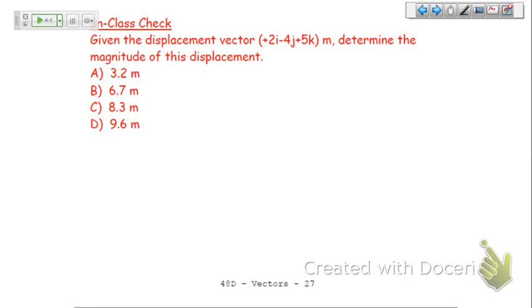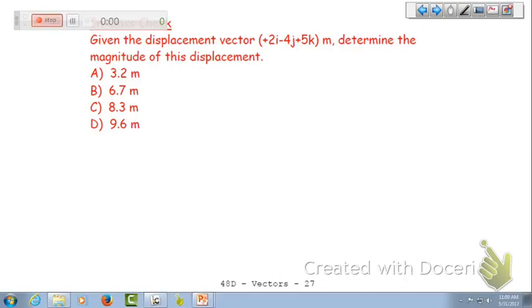Given this displacement vector, determine the magnitude of this displacement. So how are you going to do that? What's the magnitude of that, please?